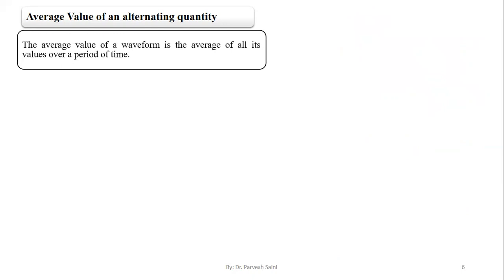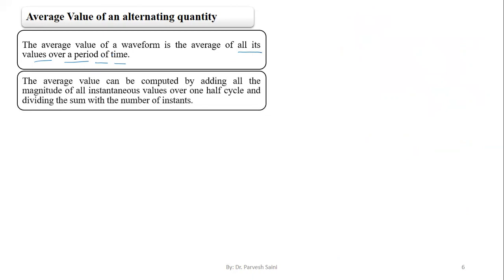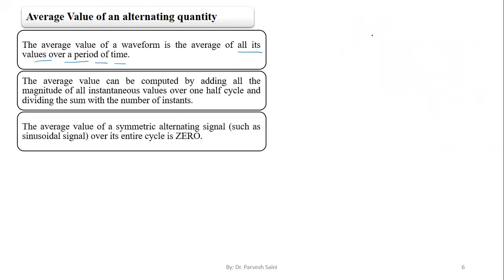So average value of a waveform is the average of all its values over the period of time. So whatever number of instantaneous values you have, add all of them and divide it with the number of instants. So you'll get the average value. For any symmetric signal, for example a sine wave, which is 0, then pi, then 2 pi, it is a symmetric signal.